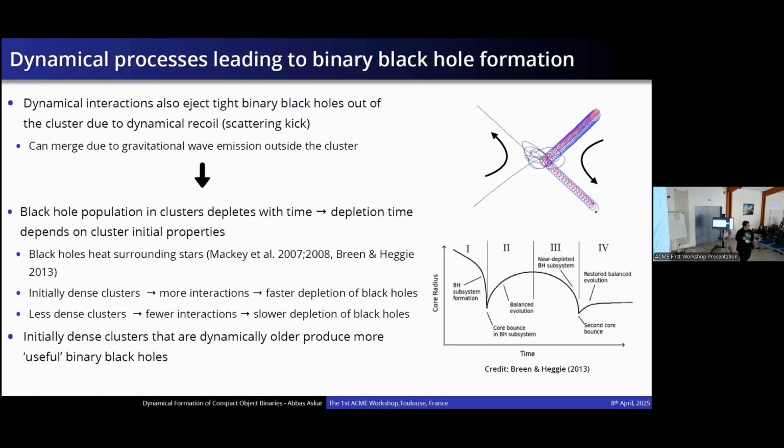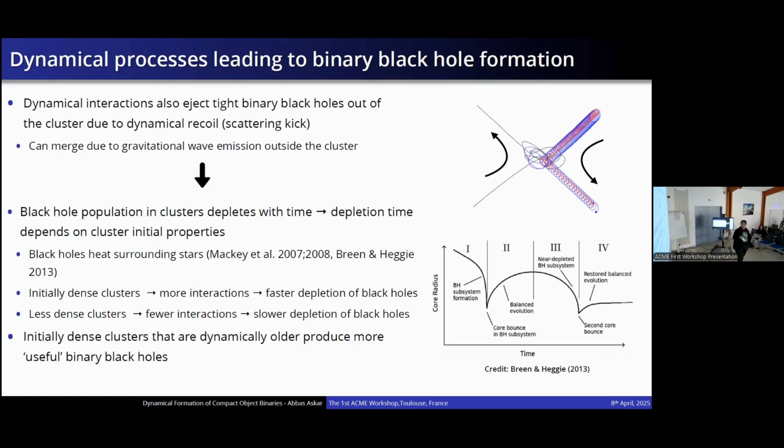And as a result of these encounters, the binary center of mass can receive a recoil due to the interaction. This can also eject binaries from star clusters. So very hard binaries, which would merge within the age of the universe, could also get ejected out of the star clusters. And what we know from the last decade or so of doing these star cluster simulations is that the black hole populations in clusters deplete with time. And the rate at which it depletes depends on the properties of the star cluster. So initially dense clusters, in which dynamics is more important, get more interactions, and this depletes the black holes within them faster.